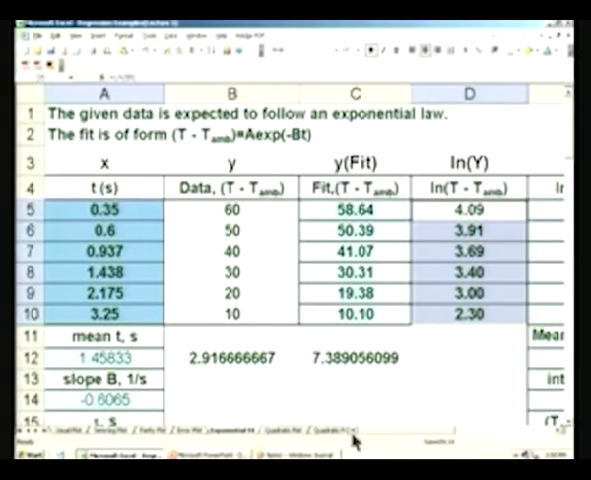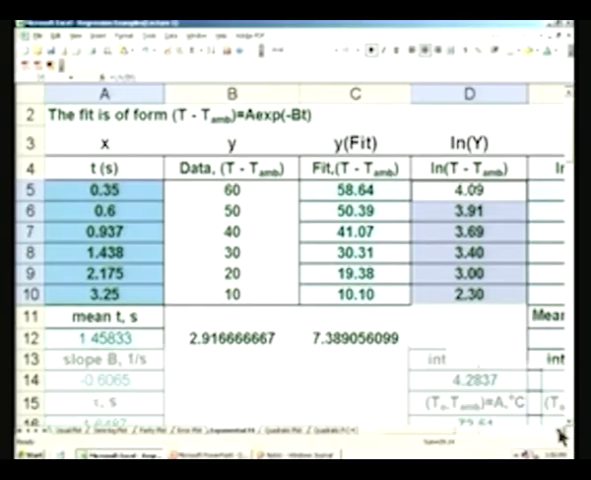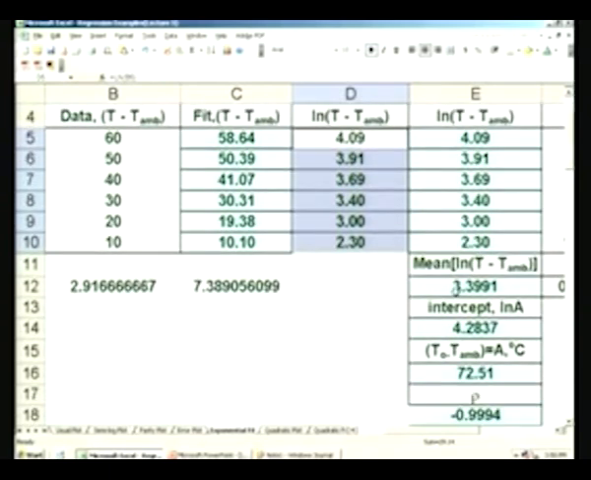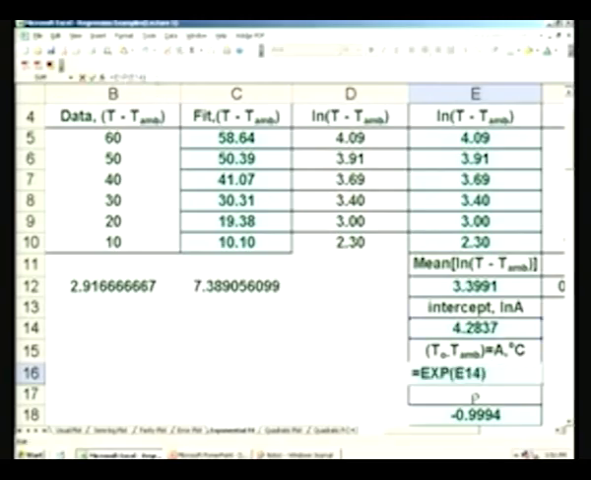So, let us look at the next one here. I get the intercept, which is 4.2837, as the logarithm of the intercept. Therefore, all I have to do is take the exponential of this, which is nothing but the inverse of a logarithm, and I have that here, e to the power of E14. E14 is the number I have here, the number corresponding to column E and row 14. I have taken the exponential of that.